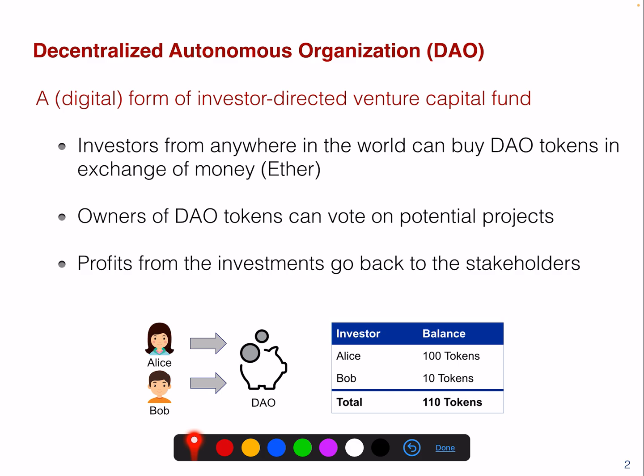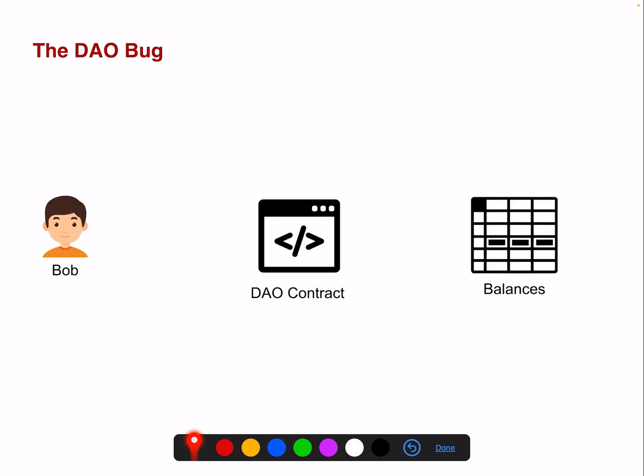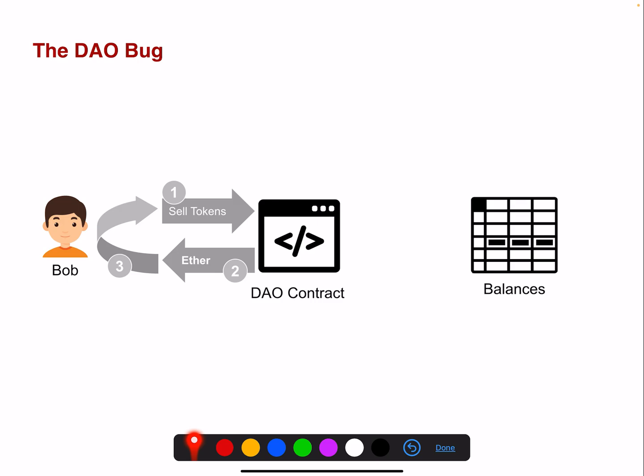Now, what happened is that this particular DAO actually had a reentrancy vulnerability. Someone, an attacker, was able to sell tokens to the contract. He got Ether in return, and then he continued doing that. And this updated Bob's balance only later on, and that's why he was able to get so much Ether when attacking this particular DAO contract.